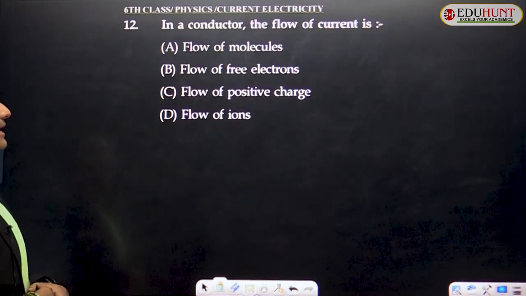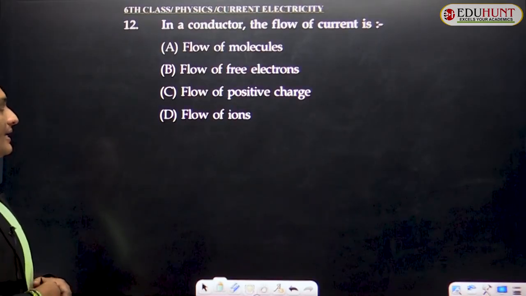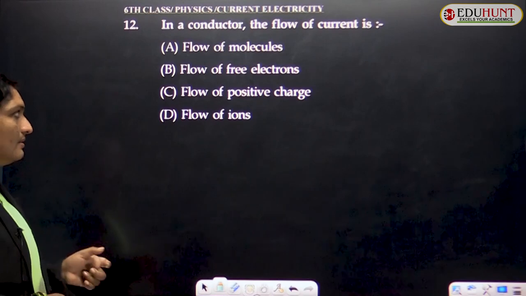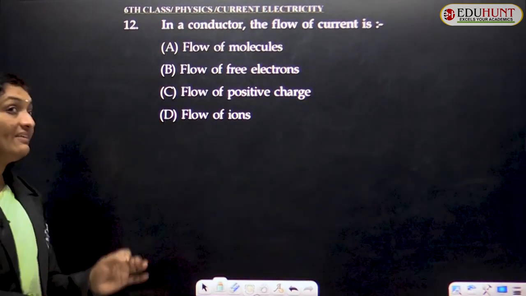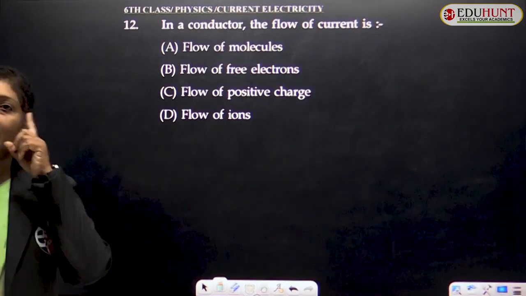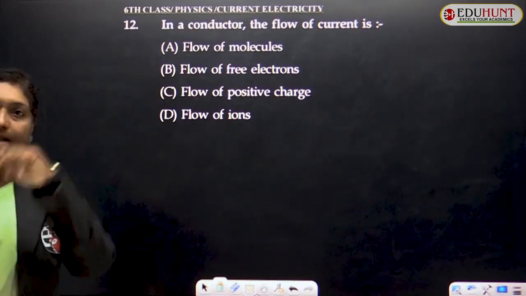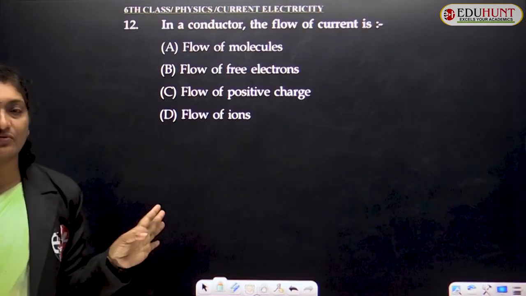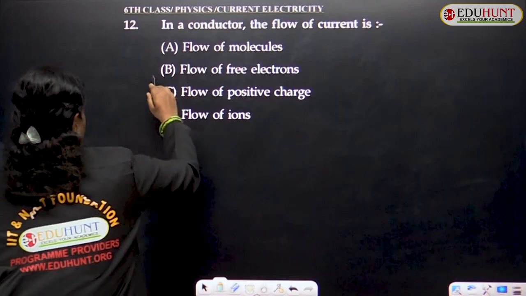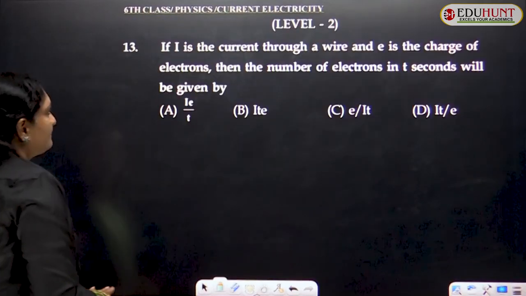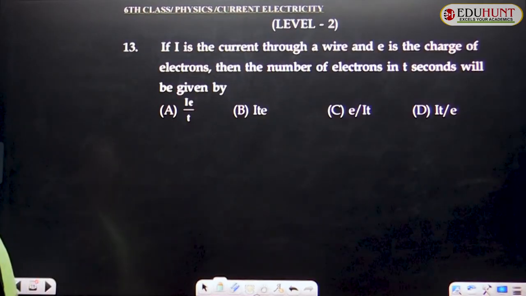Now, the 12th one, in a conductor, the flow of current is by whom? Obviously electrons will be here. Only when convention is used, you have to consider it the other way, that is from positive. If no convention word is used, it is only because of the flow of electrons. So option B. Now moving to the level 2 questions.